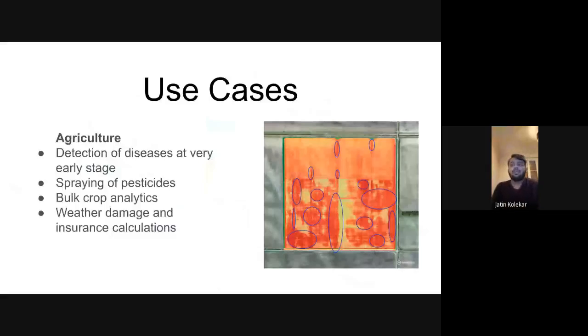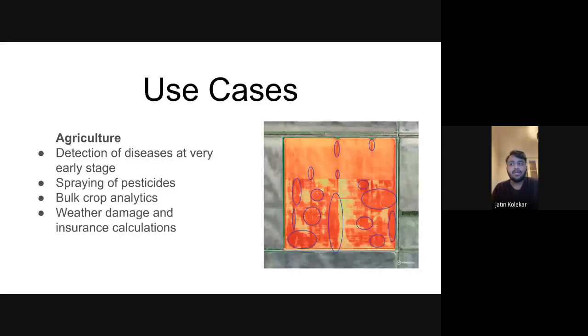So I'll speak about the use cases. One of the main advantages of drones is to see images that humans cannot see. For example, the first example with a photo: detection of diseases at a very early stage. This is something I also personally work on, and I have seen the difference it can make. Currently, this technology is at a very early stage, so it is not yet widely used.